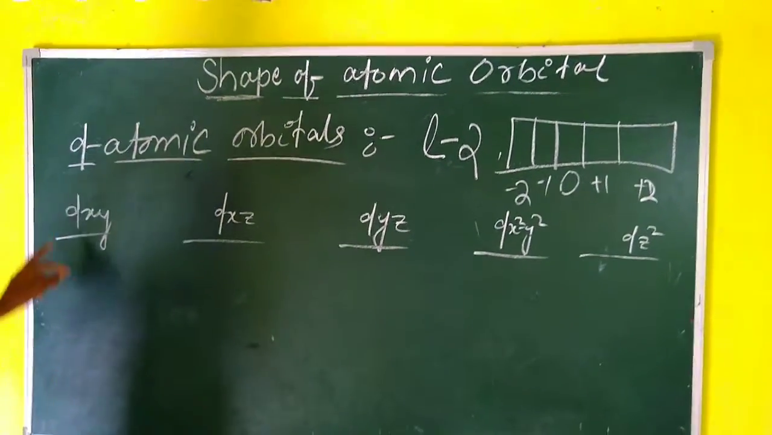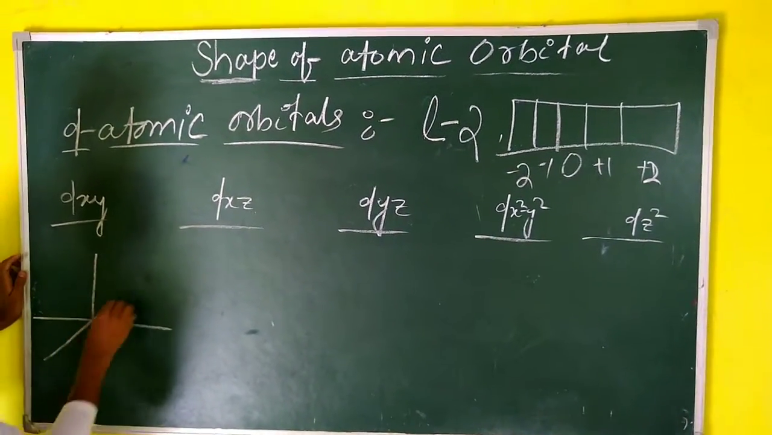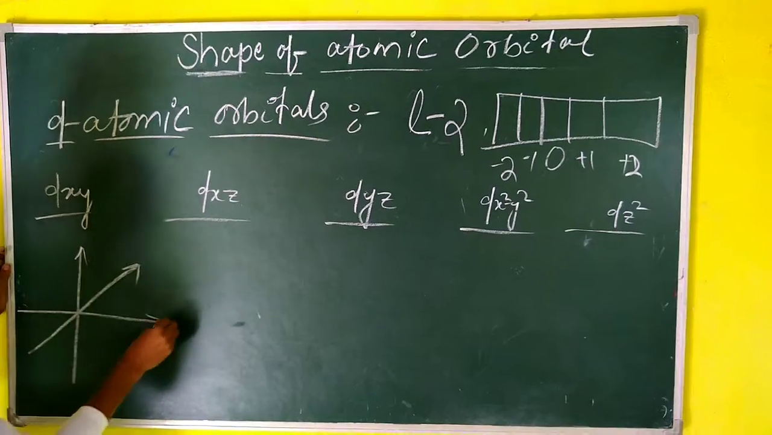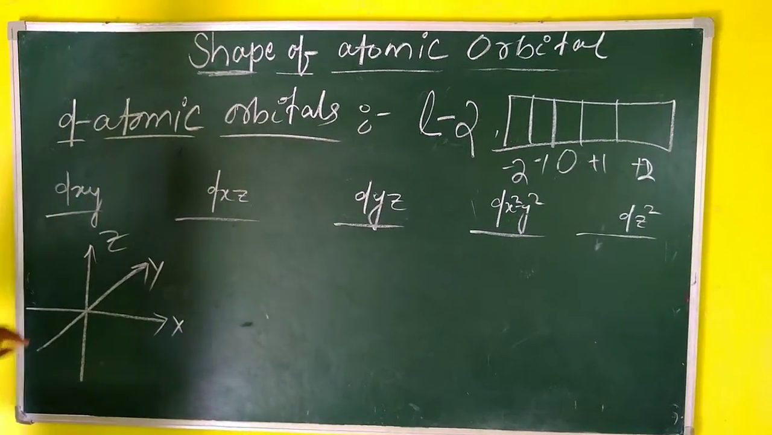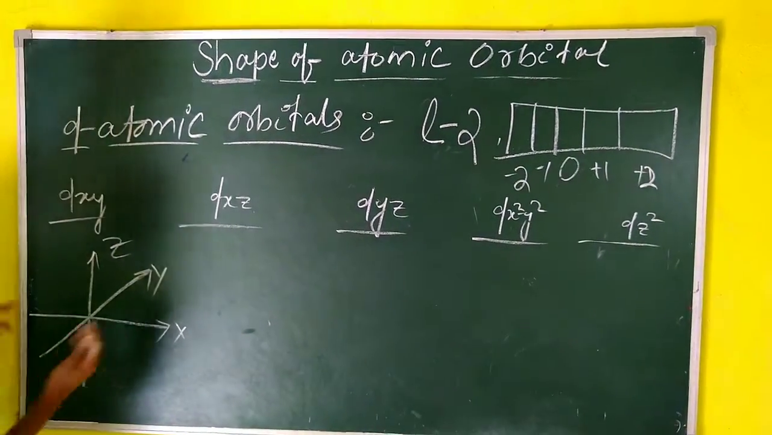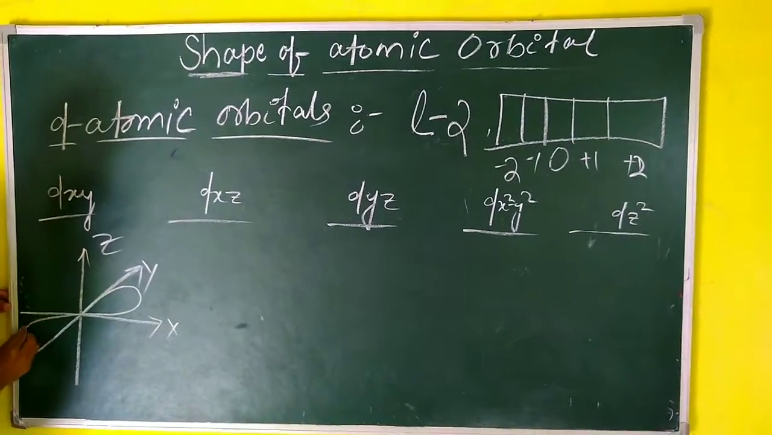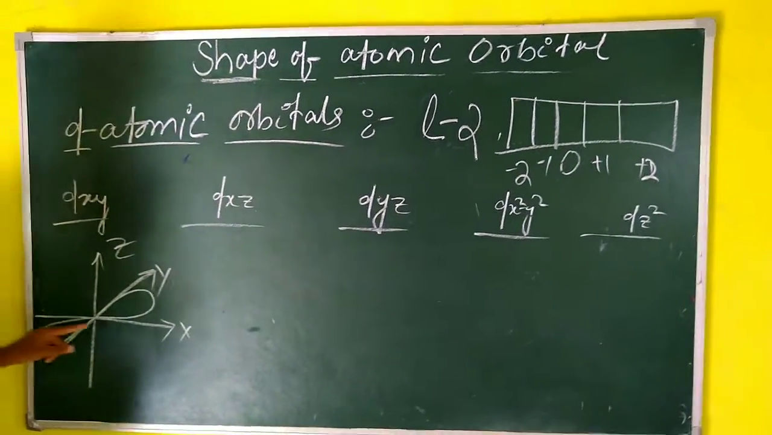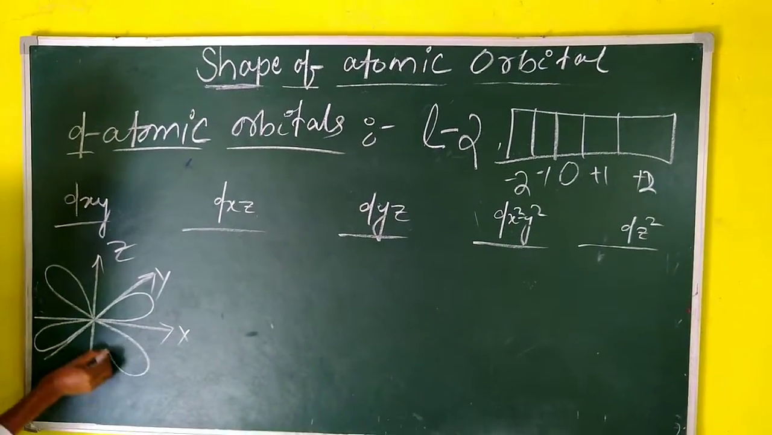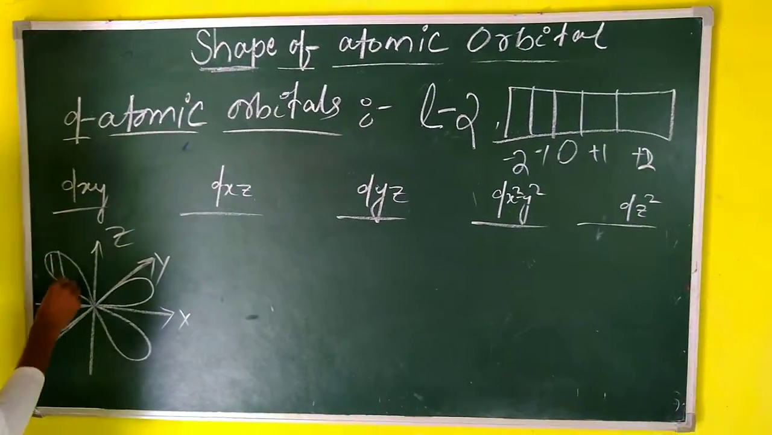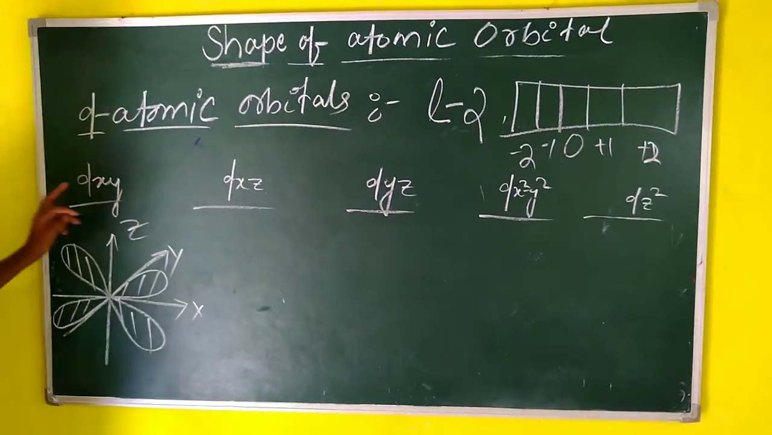So what is the shape of dxy? In dxy, dumbbell shapes are present between x and y. So this is one dumbbell shape, and perpendicular to this we can draw another dumbbell shape. Students, this is the shape of dxy.